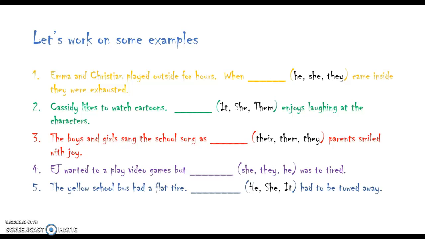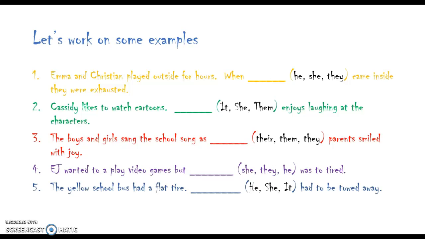Question 3, the boys and girls sang the school song as blank parents smiled with joy. Boys and girls, that's more than one. So our options are their, them, they. Their is a possessive pronoun. Their parents.